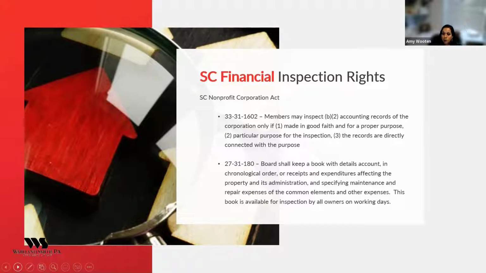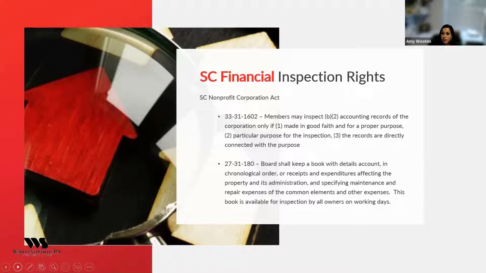South Carolina's Homeowners Association Act also does provide a little context for how the records are supposed to be kept. If you are a homeowners association subject to South Carolina's Homeowners Association Act, then the statute provides the board is required to keep a book, and it's supposed to have the details of account in chronological order. And those receipts and expenditures that relate to the administration or impact the property within the association are supposed to be maintained in that book. It's supposed to have sufficient detail to give an indication as to what maintenance or repair expenses were incurred for common elements or other expenses that would fall to the association.